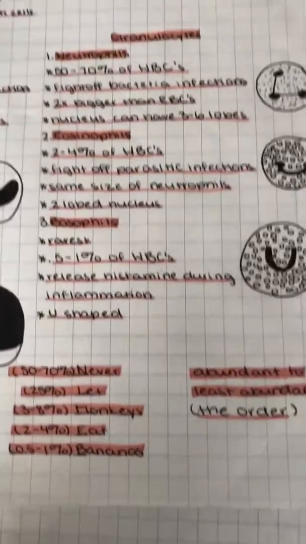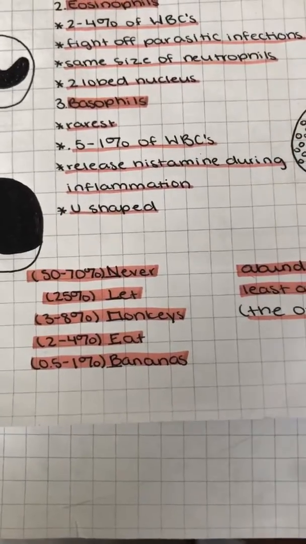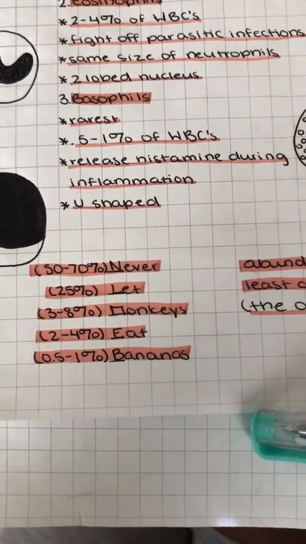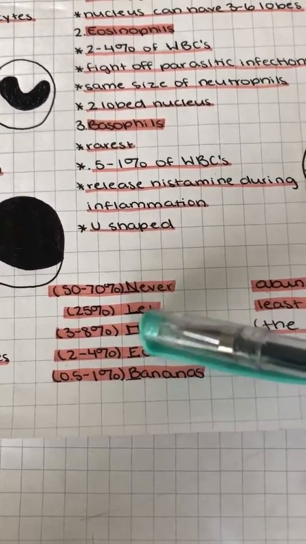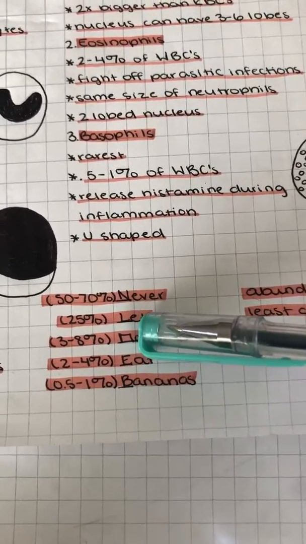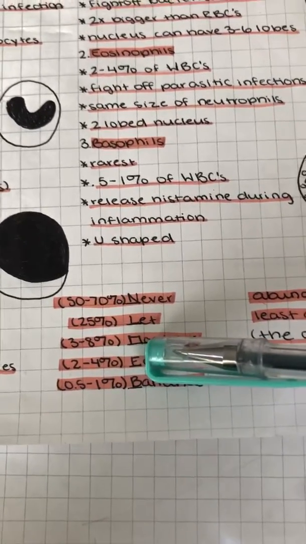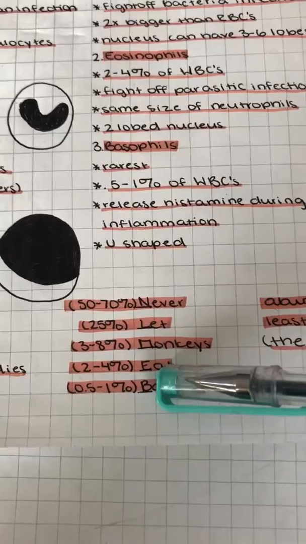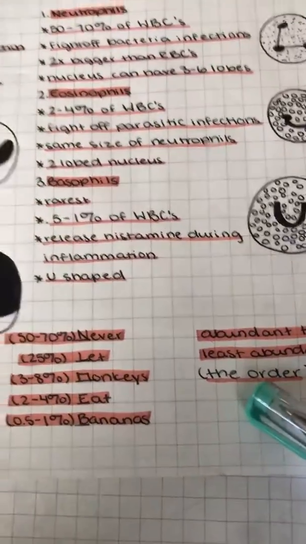So let's get back to our slogan. You can do no longer making everything boring, or never let monkeys eat bananas. Most abundant, 50 to 70% is your neutrophils. 25% will be your lymphocyte. 3 to 8% will be your monocytes. 2 to 4% will be your eosinophils, and 0.5 to 1% will be your basophils, which is the rarest form. And that's going to be the abundant to least abundant.